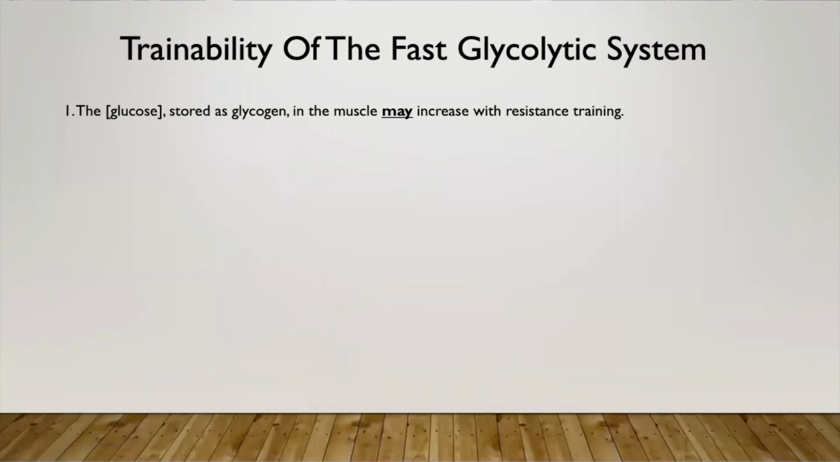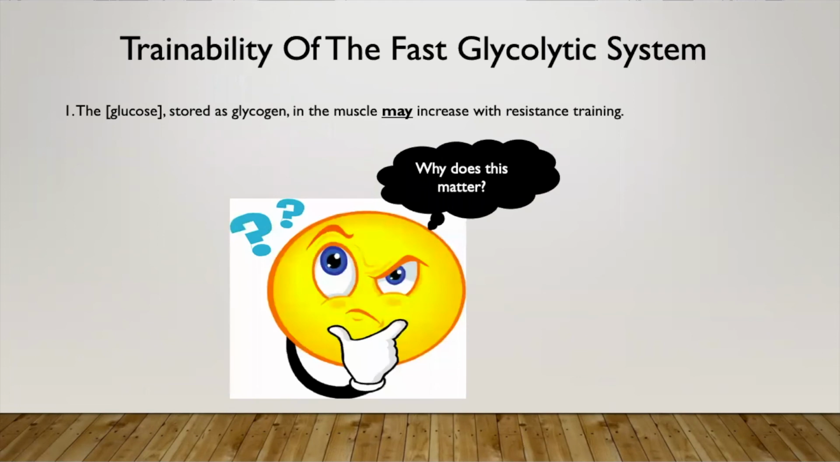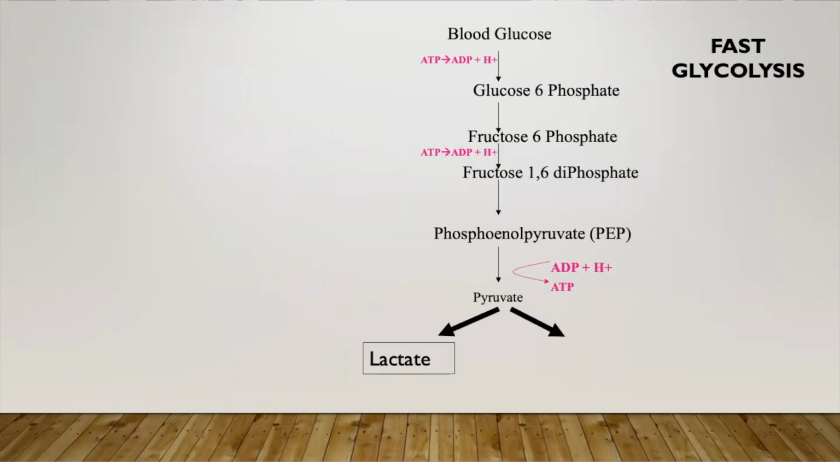It's true that you may be able to increase muscle glycogen, which would be helpful because that increases the substrate that you need for fast glycolysis. And the reason the word "may" is there, and why this matters, is because of the relationship between muscle glycogen and blood glucose.